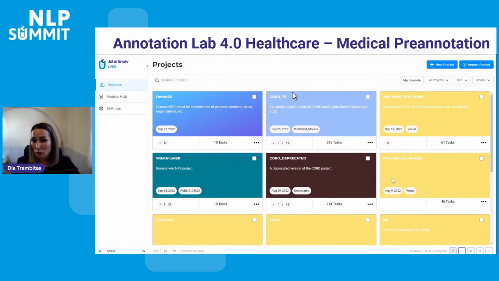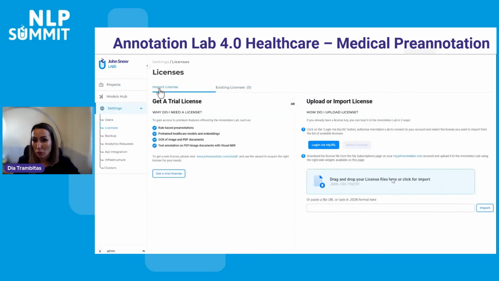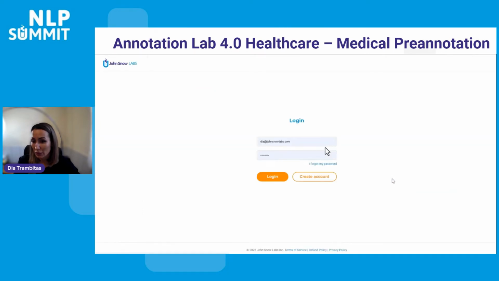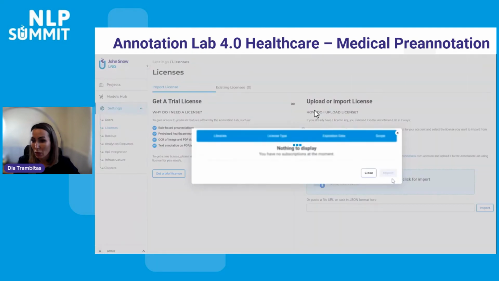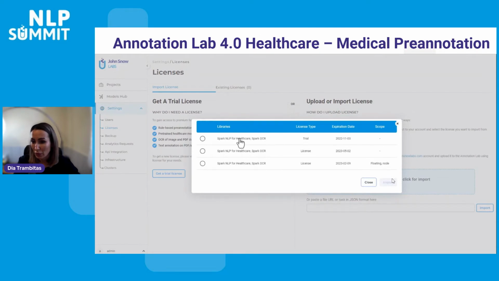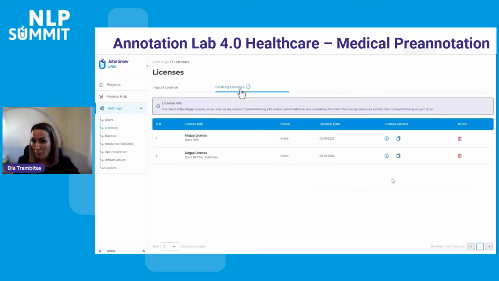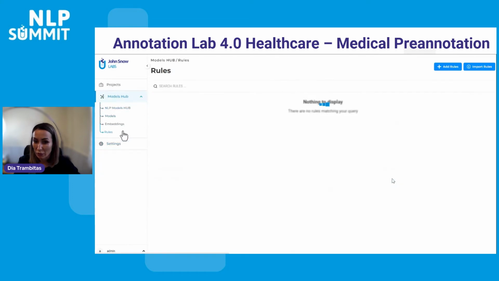Okay, so in order to be able to use the healthcare version, you have to have a healthcare NLP license. Let me show you how to import one. So there are two ways, either via the integration with My Johnson Labs. So you click the login button, you put in your credentials from My Johnson Labs, you authorize the application to read the licenses which are available in your account. You then choose one of the licenses and import it. Now these licenses will become available to Annotation Lab, and we will be able to use the paid features.